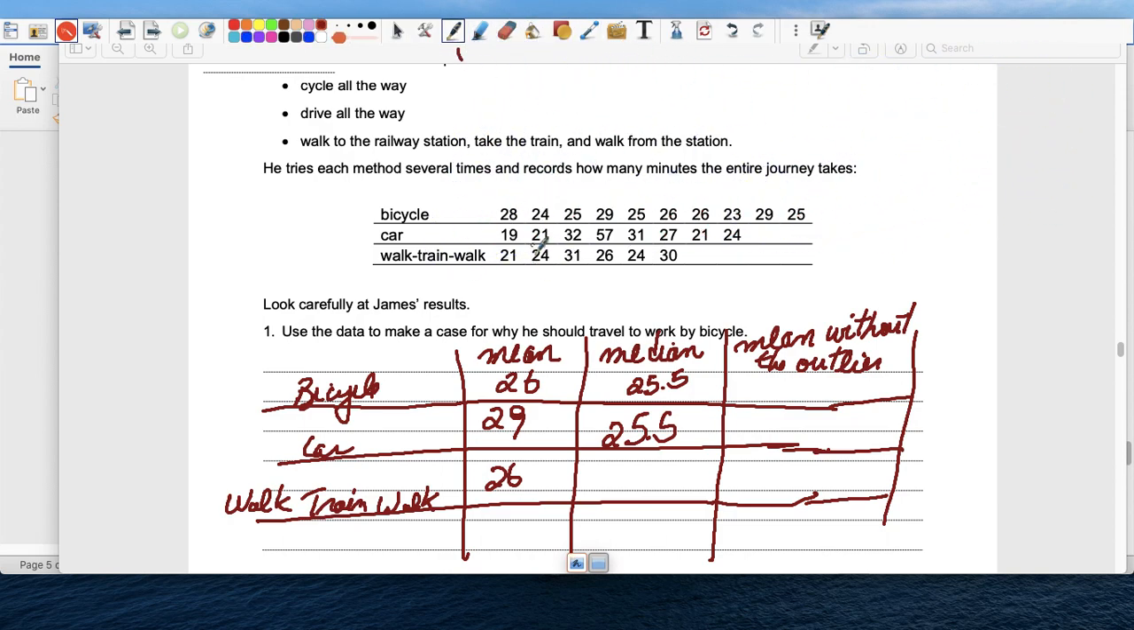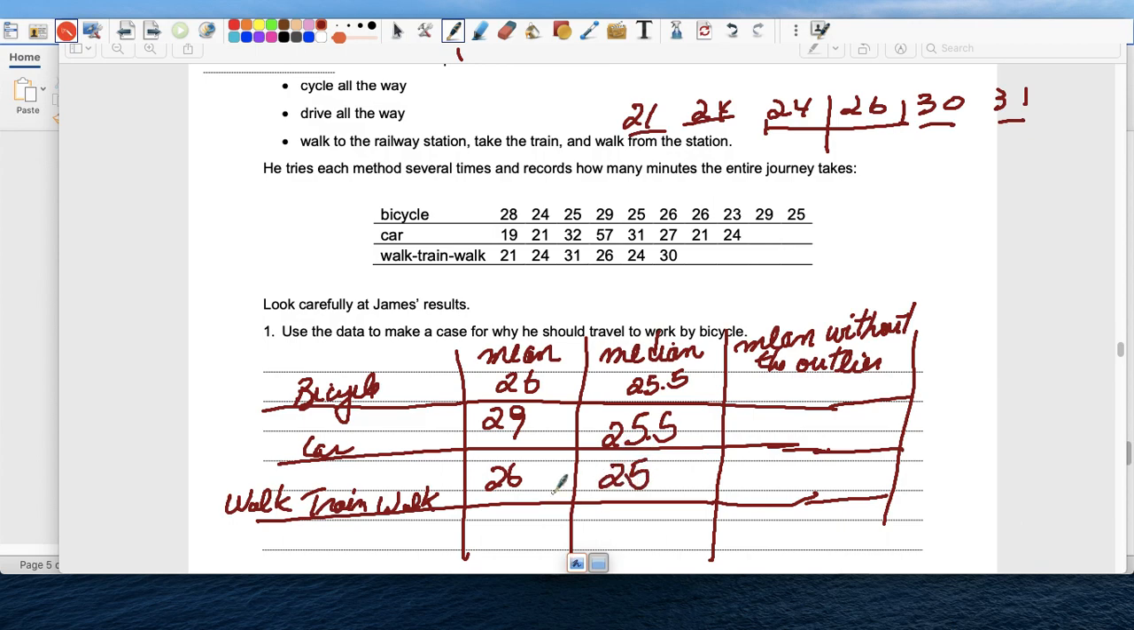And the last one, walk train. So we got 21, 24, 24, 26, 30, 31, and then two numbers in the middle. 24 plus 26 is 50, divided by 2 is 25.